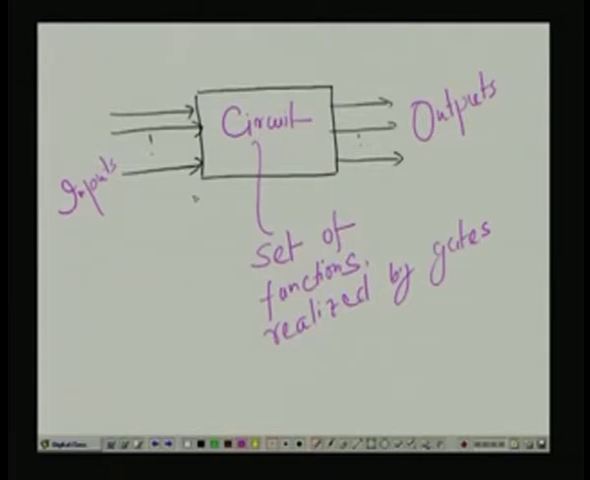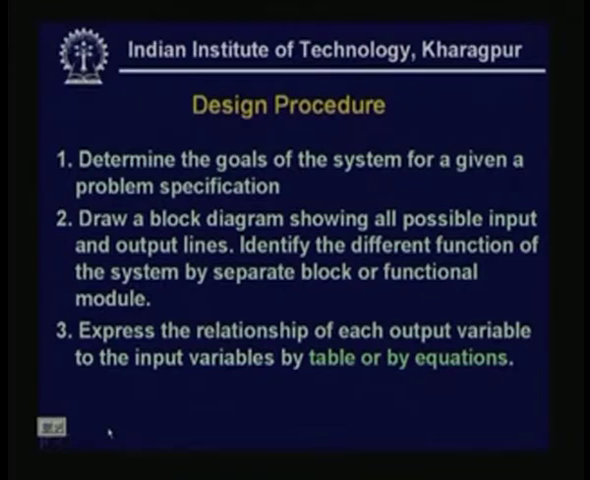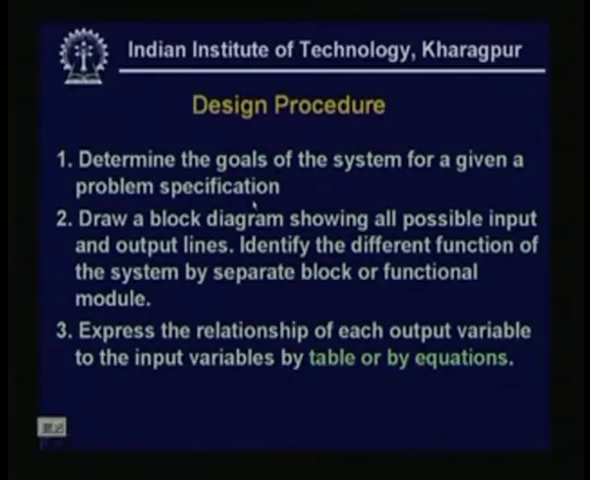Now, how to design these combinational circuits? So, first we see a simple design procedure. The first step is to determine the goals of the system for a given problem specification. Means given a problem, first we will decide what will be the output of the system, what we have to compute or determine. Then second is to draw a block diagram showing all possible input and output lines. Identify the different functions of the system by separate blocks or functional modules.